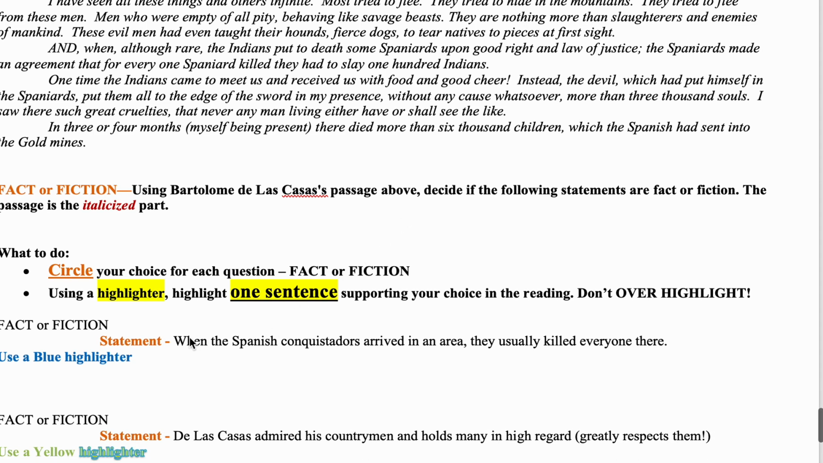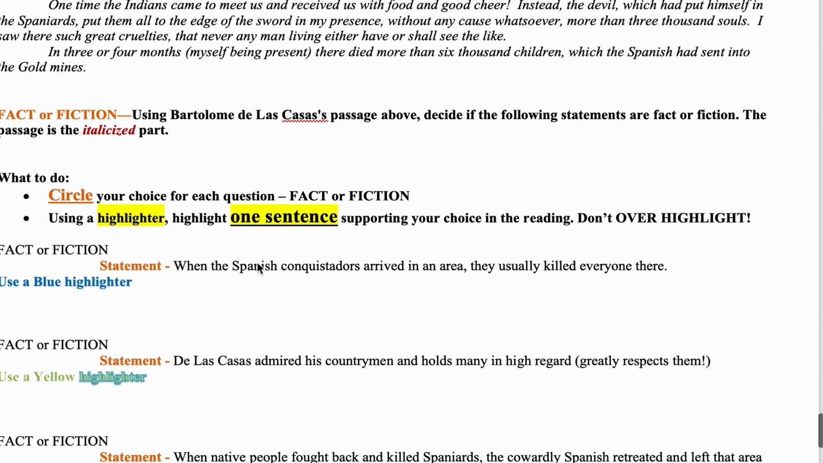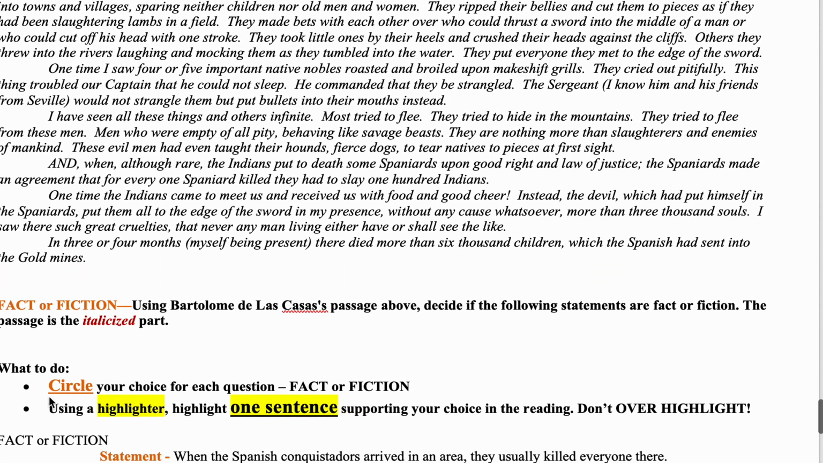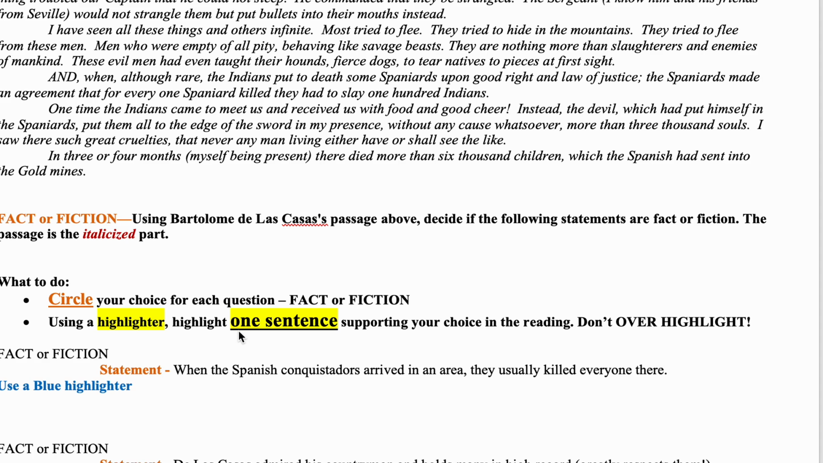But remember, after you've read, you're going to read a statement like, when the Spanish conquistadors arrived in the area, they usually killed everyone there. Wow, that seems extreme. Okay, is this fact or fiction? So you'd go up in here and you'd circle what you thought it was, right? I had somebody yesterday didn't circle. Like, what in the world? Make sure you're reading the directions. Ask Mr. Ballantyne. He knows what's up, okay? And then once you circle it, you have to just highlight one sentence is all you're required. Maybe not even a whole sentence. All right, that's going to back up whether this was actually happening or completely made up by me.